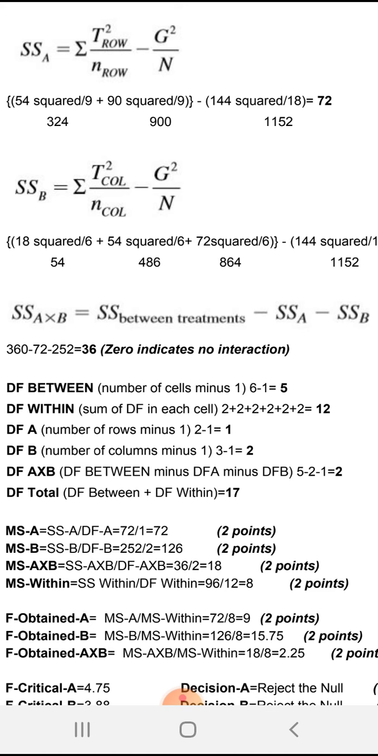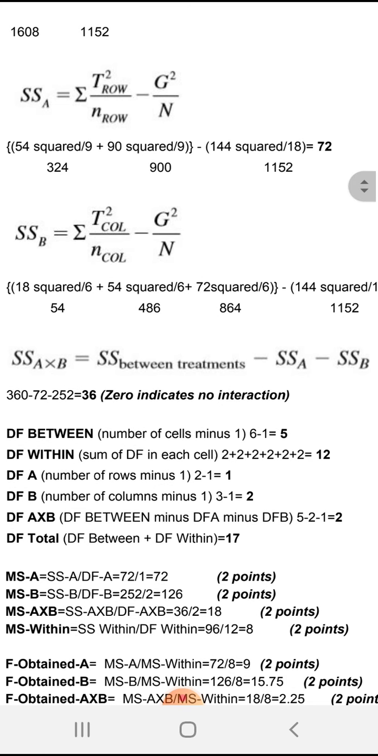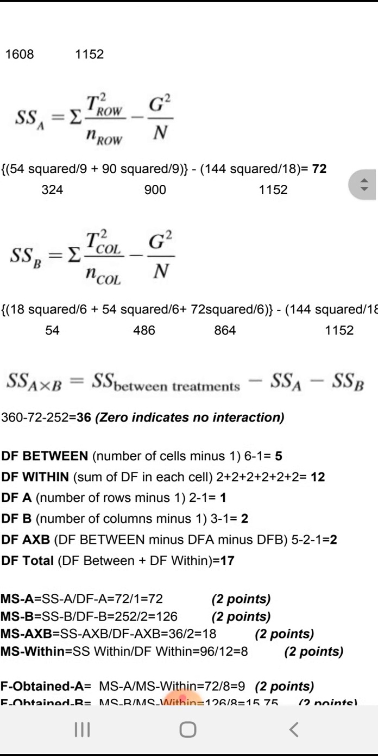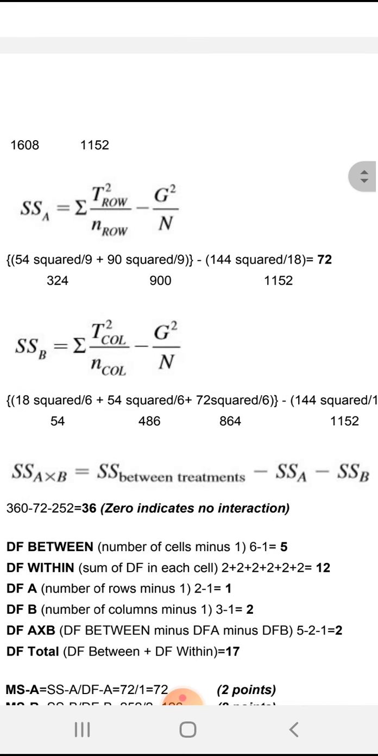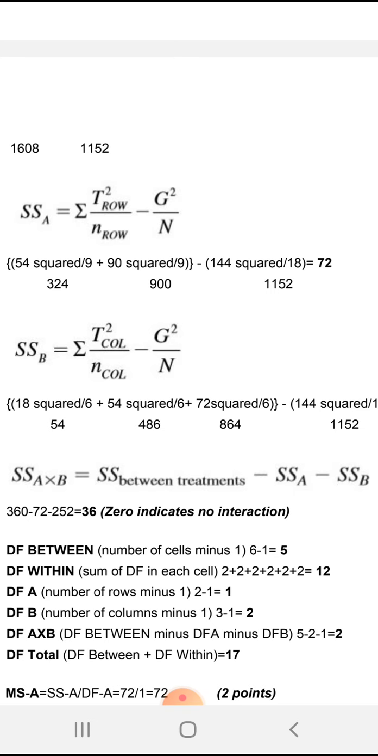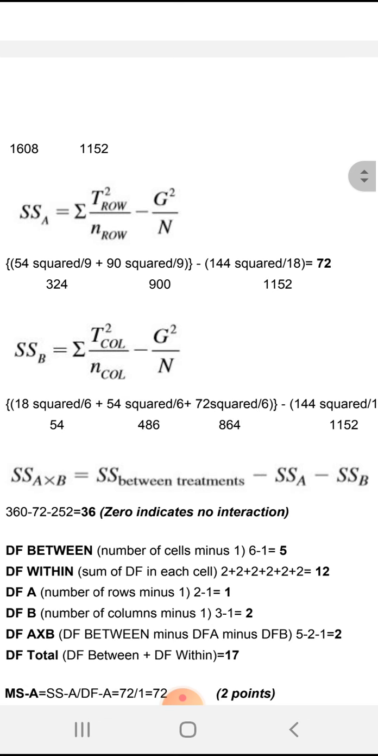significant or not. Another thing to also check is SSA by B plus SSB plus SSA should equal SS between, because that is SS between broken down into its 3 different factors. So when you do that, the math is correct and it does equal SS between.